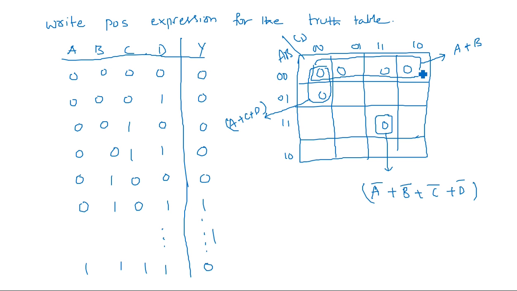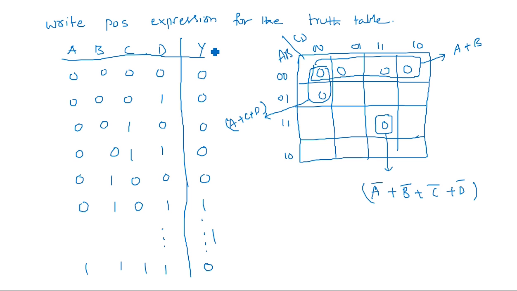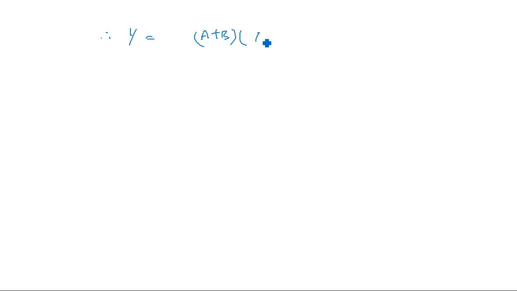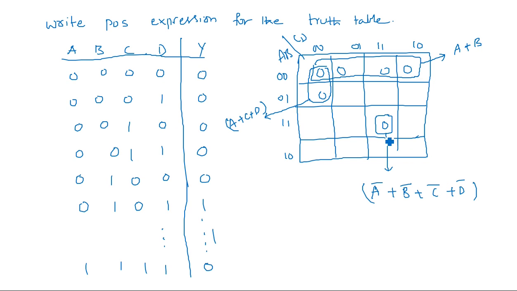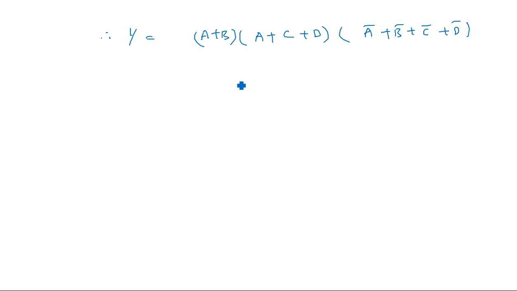So if you write all these in an equation, therefore the expression for Y is equal to (A plus B) into (A plus C plus D) into (A bar plus B bar plus C bar plus D bar). See here for 15 it is A bar plus B bar plus C bar plus D bar. It is also 0 in the 15th location. Okay, this is the expression of product of sums for the given example.